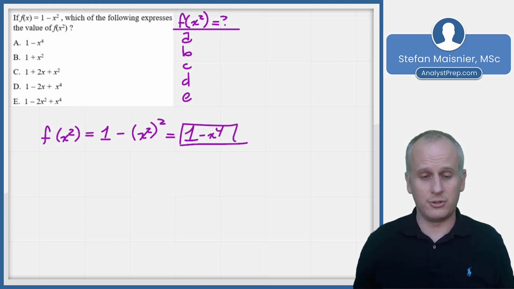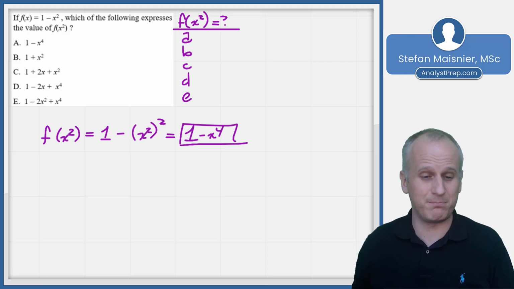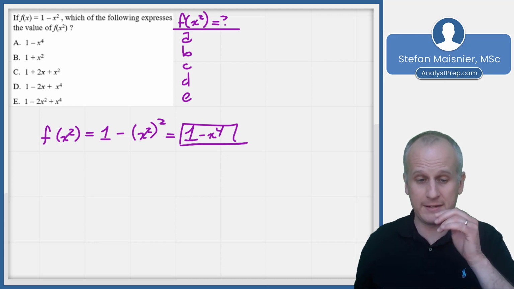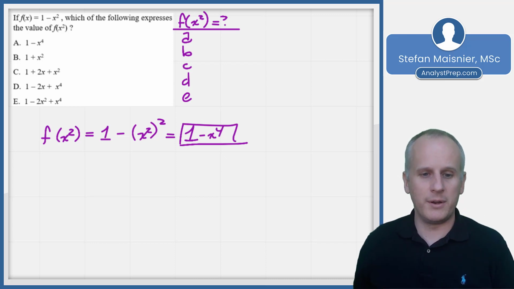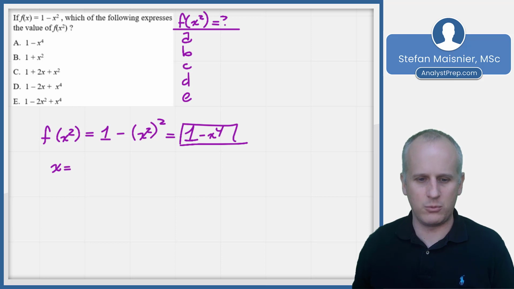So try the technical approach. But if we don't do the technical approach, we can still solve the problem, and that's by just plugging in an easy value. So in this case, we can see we've got 1 minus x squared, and we've got all of these 2's and 4's and 1's. We want to avoid values that are in the problem. So let's just say x is equal to 3.